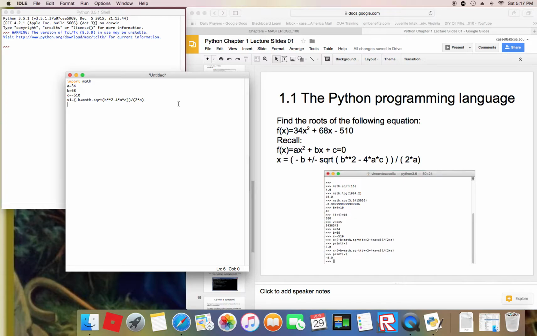But, oh, well, let me print it. So I'll do a print statement. Print x1. That's going to print the first solution for x, right? And then I will do x2. Instead of retyping, I'll just copy it with Control C, or Command C on a Mac, and paste, and I'll change this to a 2, and then I'll change this to a minus because it's plus or minus the square root. There, I've got it.